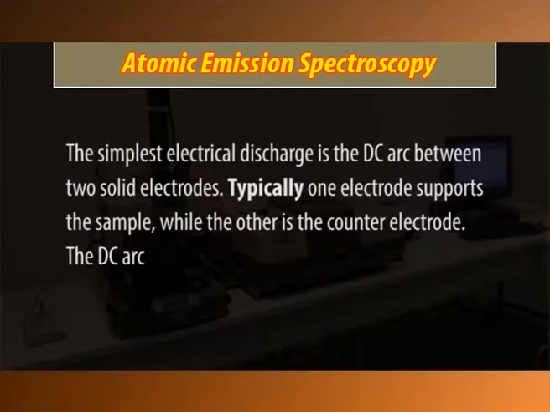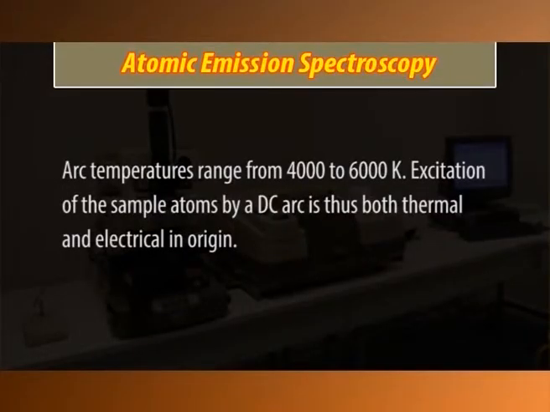Direct current arcs. The simplest electrical discharge is the DC arc between two solid electrodes. Typically, one electrode supports the sample while the other is the counter electrode. The DC arc consists of a high current of 5 to 30 ampere, a low voltage of 10 to 25 volt, and a discharge usually operating in air. Arc temperatures range from 4000 to 6000 Kelvin.